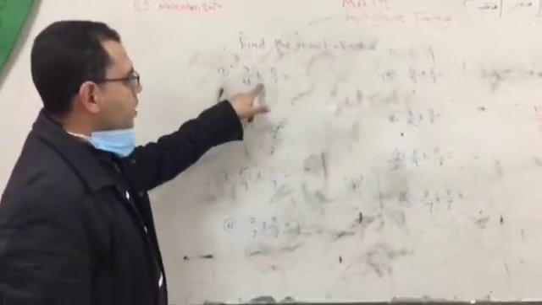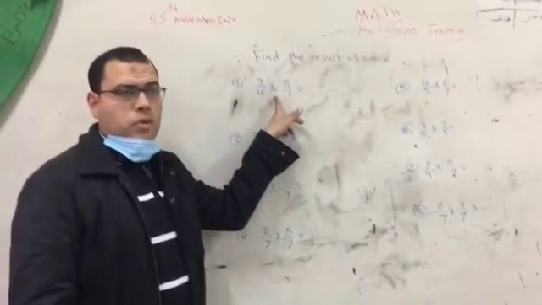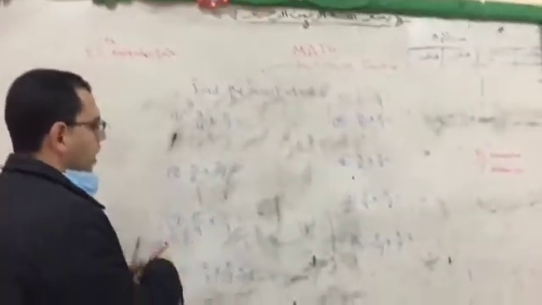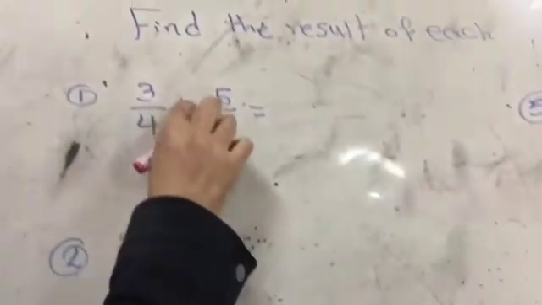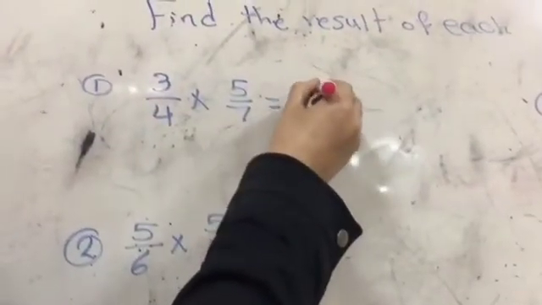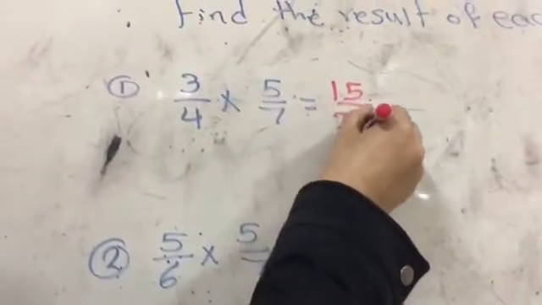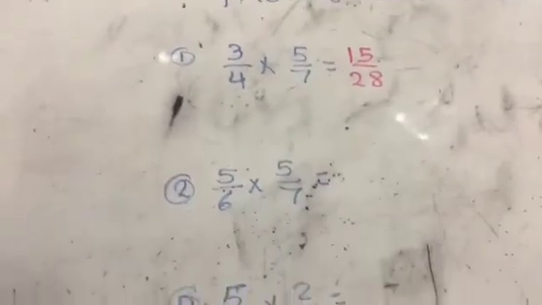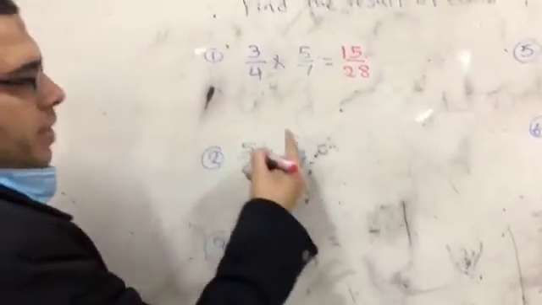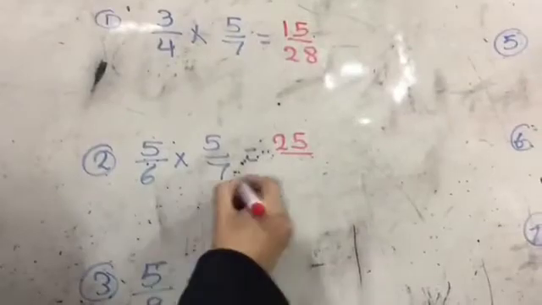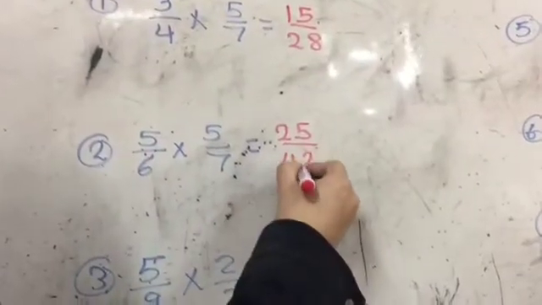Today we are going to multiply fractions. So here you have to multiply both of the numerators together. 3 times 5 is 15, and 4 times 7 is equal to 28. Let's turn to the next one. 5 times 5 is 25, and 6 times 7 is 42.